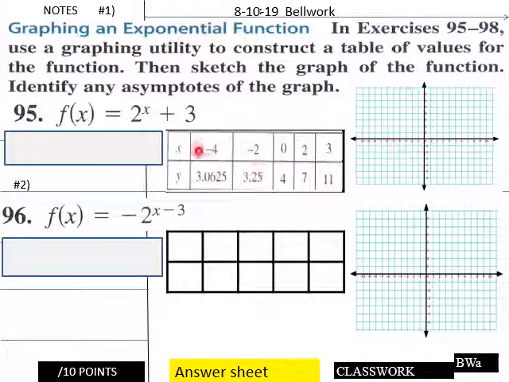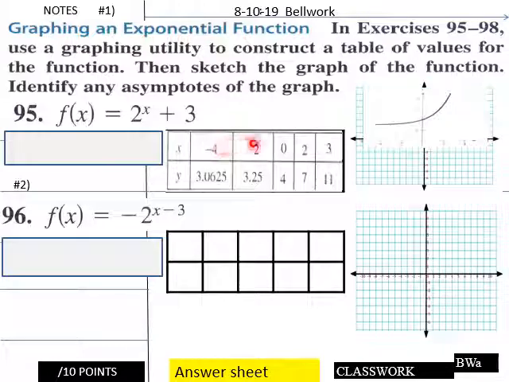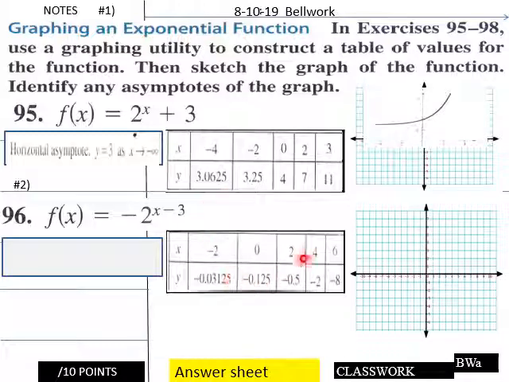So this is your table, students. These are the values that you should have on your calculator. This is the graph that you should have for 2 to the x plus 3. And your horizontal asymptote will be y equals 3. Your asymptote will be right here. If you put a dotted line there, that'd be great. And then down here for this one, here's your table of values.